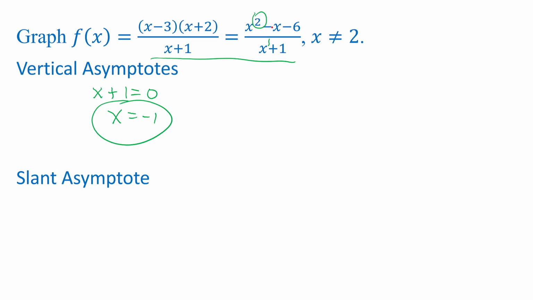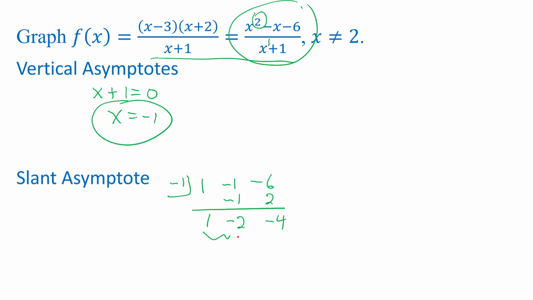To find that slant asymptote, I'm going to use the second version here, and I would divide x plus 1 using synthetic division into 1 times x squared minus 1 times x minus 6. Bring down the 1. Negative 1 times 1 is negative 1. Negative 1 plus a negative 1 would be negative 2. Negative 1 times negative 2 is 2. We get a remainder of negative 4, which we can ignore. We see our quotient here would be x minus 2. So our slant asymptote will be y equals x minus 2.